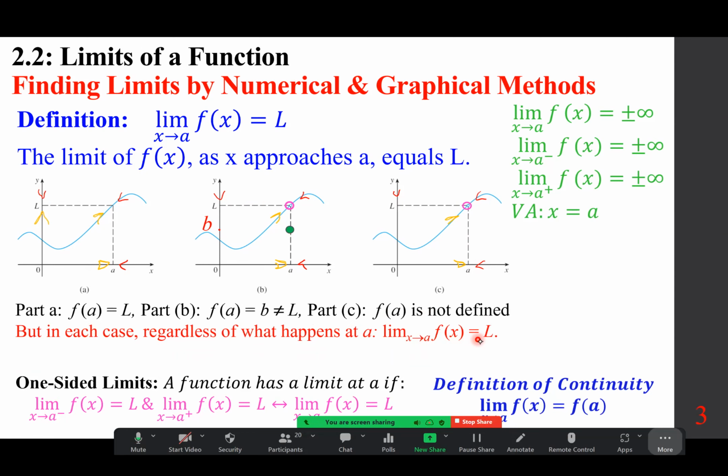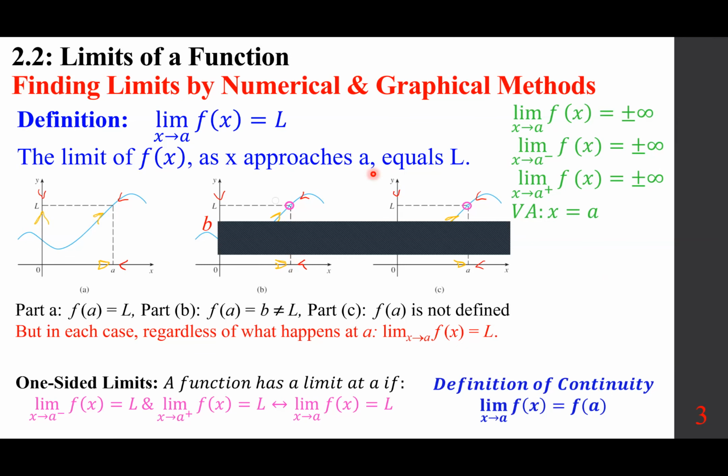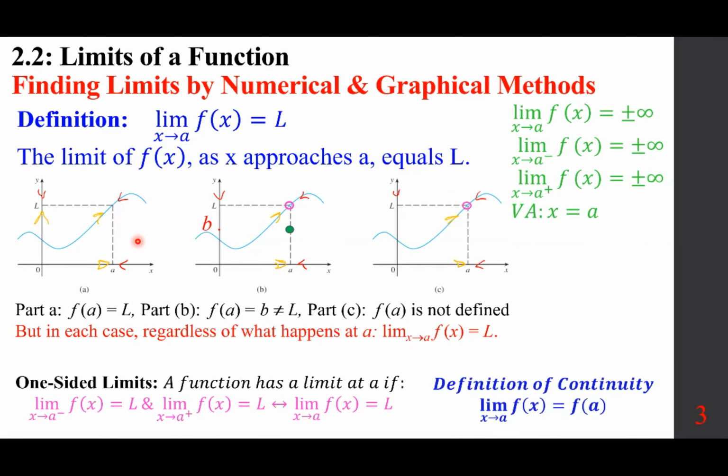So what does it mean? It means in these two cases, the function is discontinuous at a, but in this case, the function is continuous at a. According to the definition of continuity, the limit of f of x when x approaches a equals f of a, which is the case here. So all of them are discontinuous at a except this one. However, the limit exists in all cases.